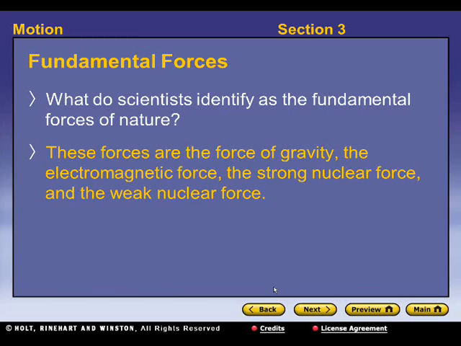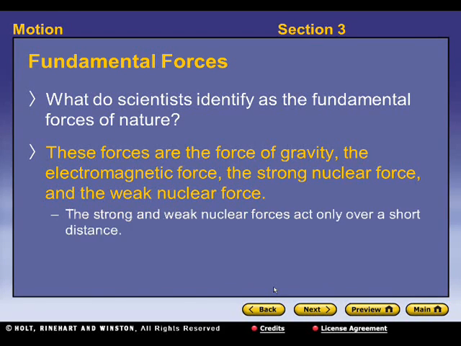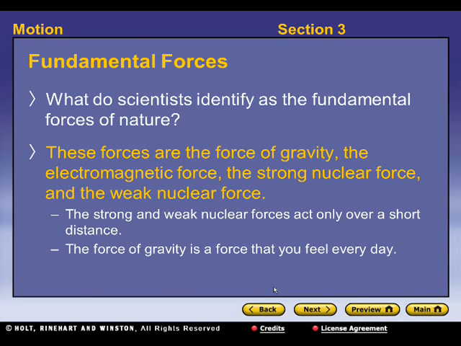Force of gravity, which is what keeps us on the earth. Electromagnetic force, which is the forces due to positive and negative charges that attract or repel each other. Then strong nuclear force and weak nuclear force have to deal with things on the atomic scale. So strong and weak nuclear forces act only over a short distance, like I said, on the atomic scale, so down around the atom. Those are the distances the strong and weak nuclear force act on.